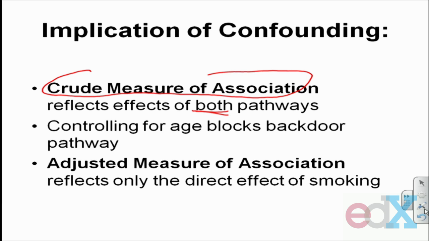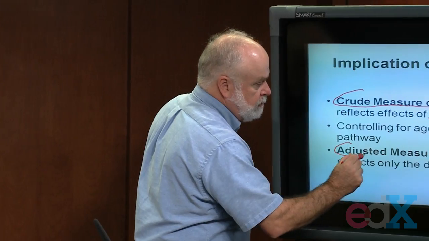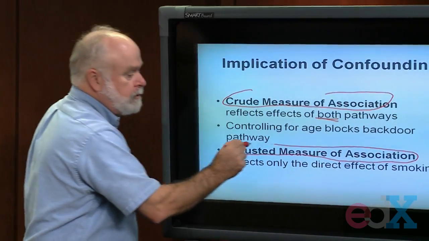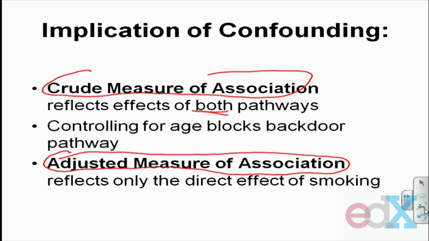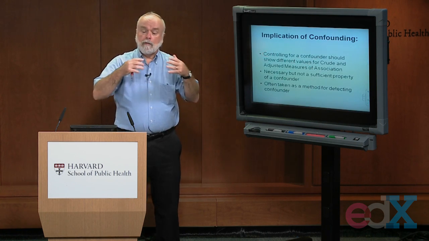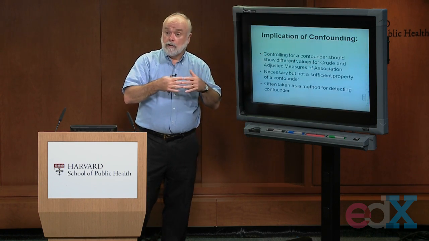You'll find out as we go through this series of lectures that there are various ways we can control for confounders. We can block that backdoor pathway. I'm going to show you one in a minute. But if you block the backdoor pathway, you come up with an adjusted measure of association, which gives you an estimate of just that direct pathway, just the age-adjusted effect of smoking on heart disease. And you would expect if age were a confounder and you block the backdoor pathway, your adjusted measure of association would be different. So how can we use the data to help us decide whether a factor is a confounder?